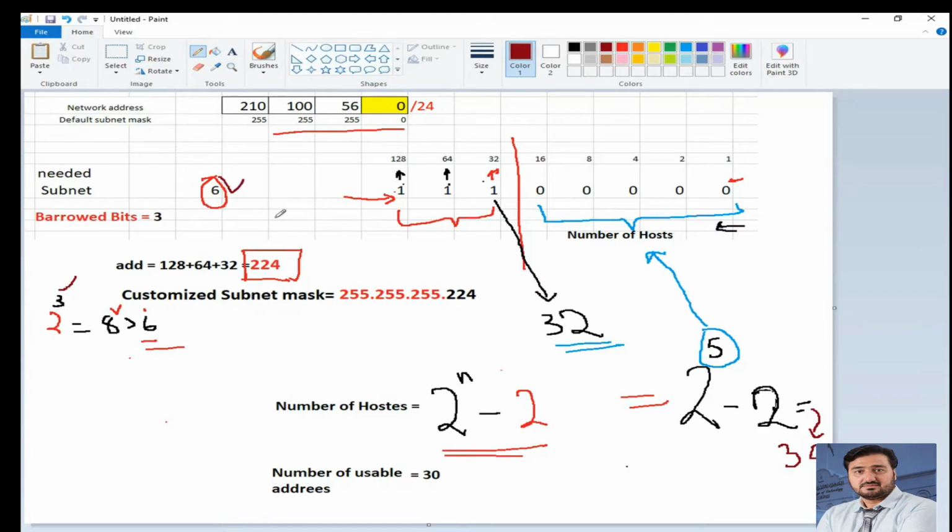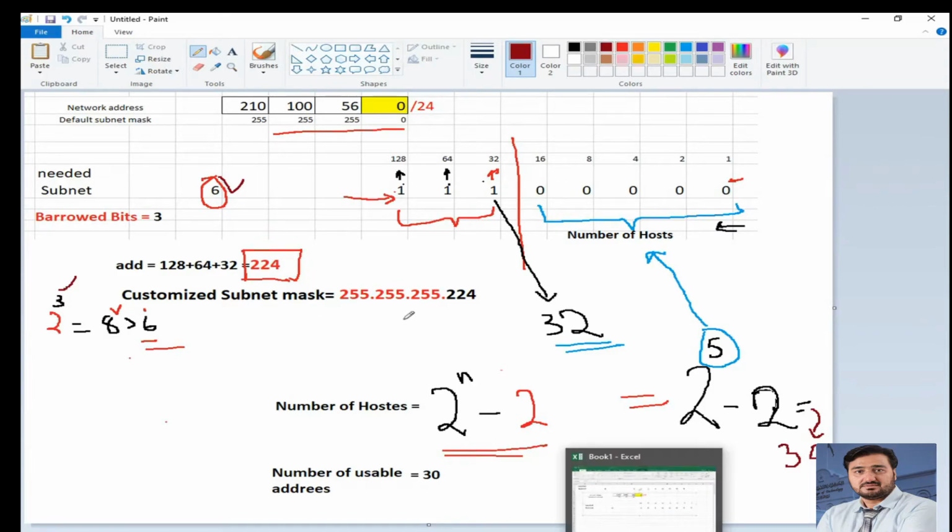Now you can ask me, how do we know we have the 6 subnets? Now this problem is finished, we solved the problem. Now I'm going a little bit deeper. You can ask me, show us the 6 subnets. What will be the first subnet? What will be the second subnet? What will be the third subnet?